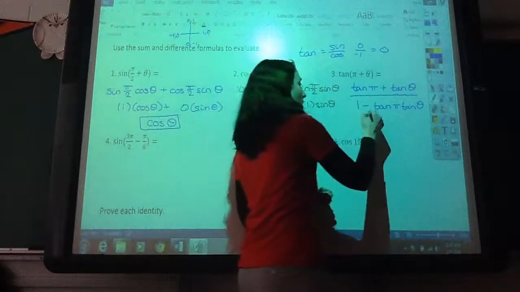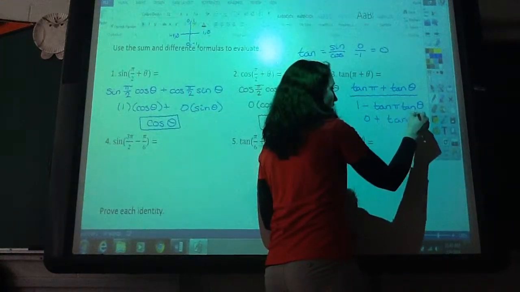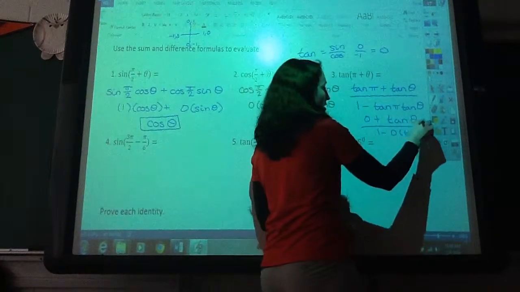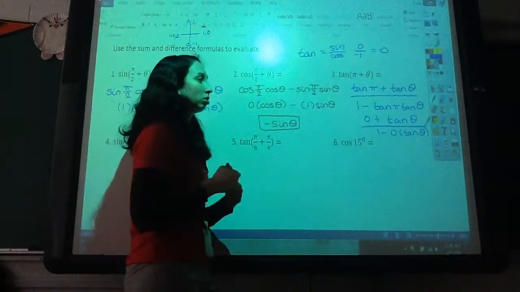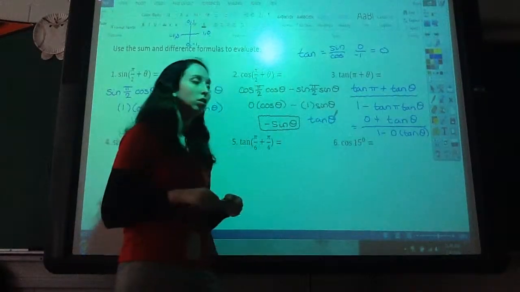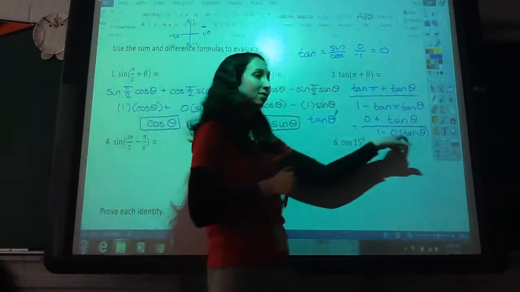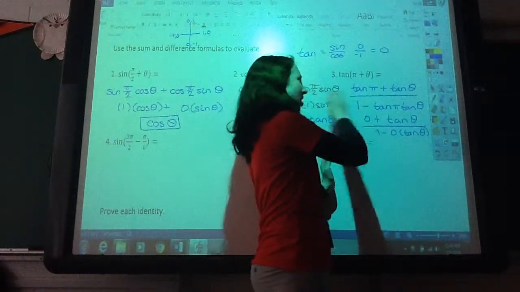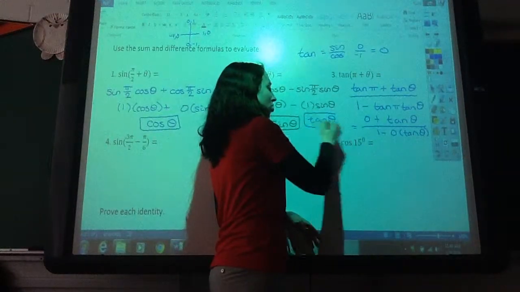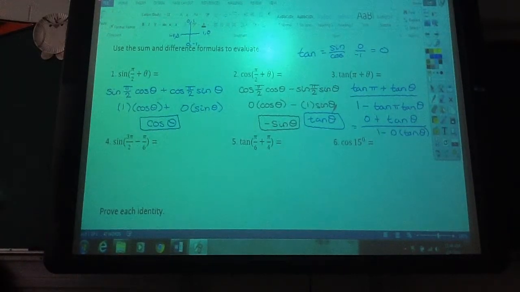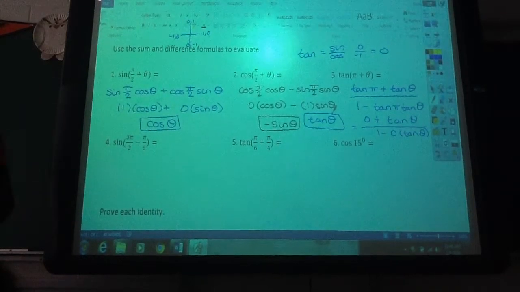So I have 0 plus tangent of theta over 1 minus 0 times tangent of theta. So what's on top? Tangent theta. I'm running out of space. What's on the bottom? Just 1, because it's 1 minus 0 times something. 0 times anything makes that gone. It's no longer there. So what is the answer to this, actually? Just tangent theta. Are we okay with this?